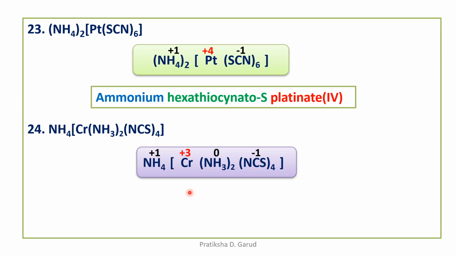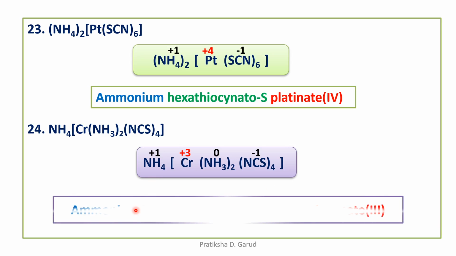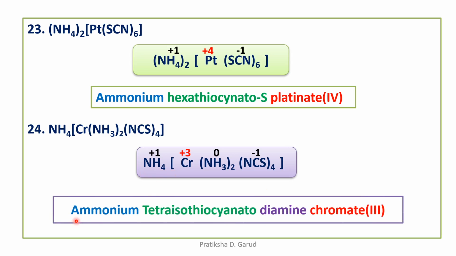So while writing the name, first of all we have to write the name of the cation, that is the ammonium, then the full name of the ligand. So the ligands are tetraisothiocyanato, then diammine chromate +3. Okay, so it is ammonium tetrathiocyanato diammine chromate +3.